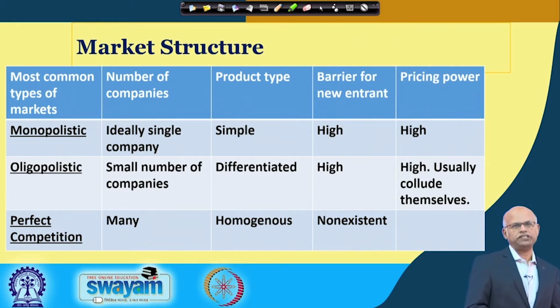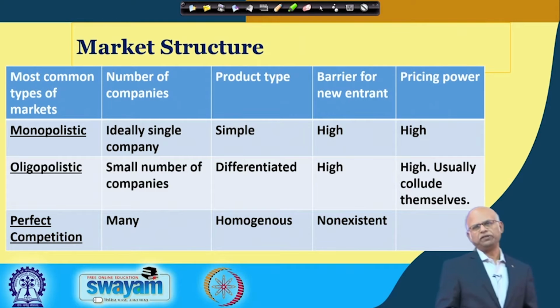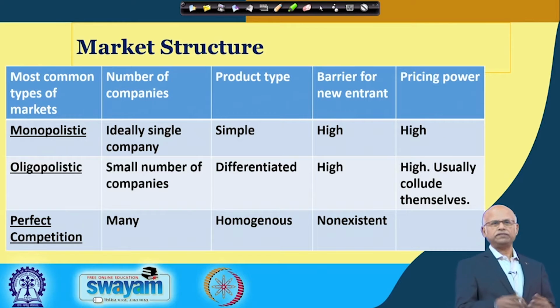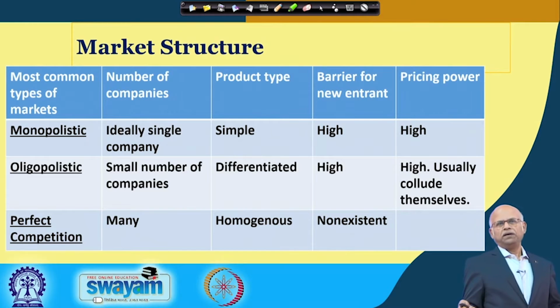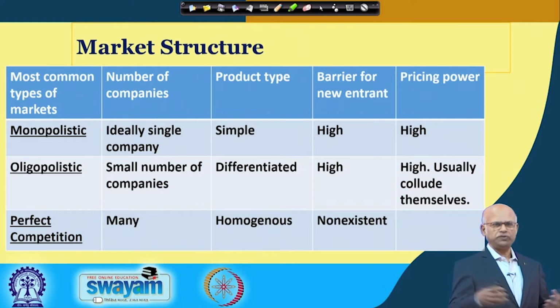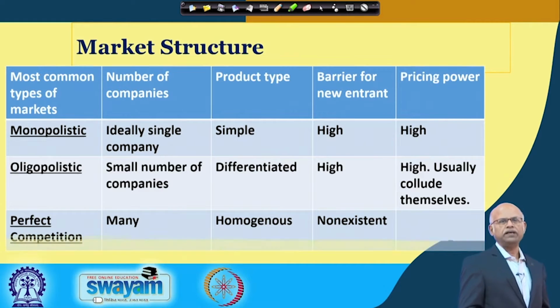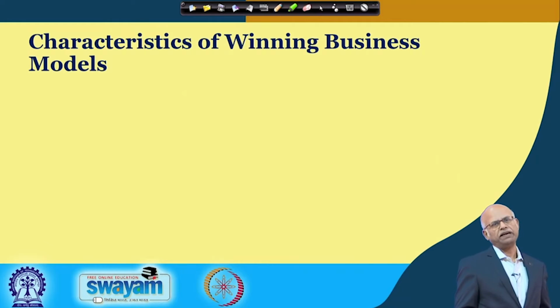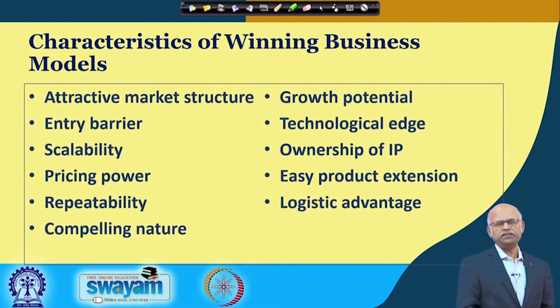So, they are monopolistic. Oligopolistic may be something like steel manufacturers, cement manufacturers. There are limited number of players, and many a times they collude themselves and then command the price. Perfect competition, majority of the products are in perfect competition. You take any daily use products, there are many sellers, and products are homogeneous.